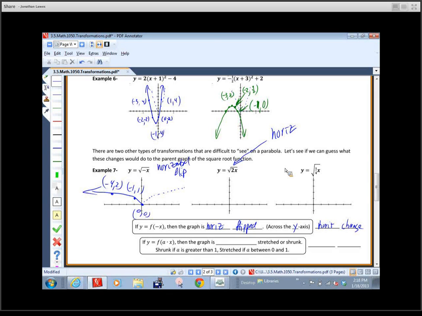Well, let's just stick with the opposite for right now. You'd think this would horizontally stretch it. Guess what it does? It's a horizontal shrink, because they do the opposite of what you think they do. Just like when you're adding 5 to the x, it actually moves it to the left 5 units. You with me there? So this is a horizontal shrink.